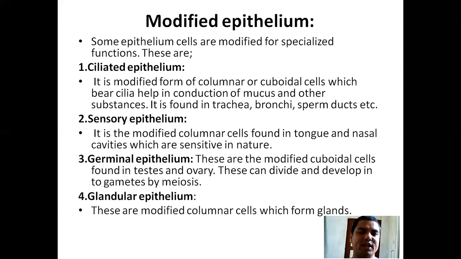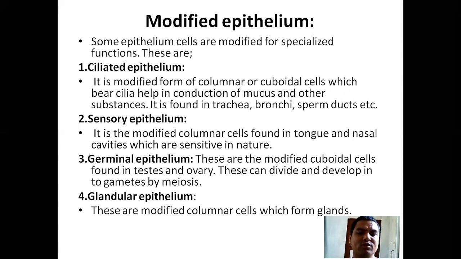Modified epithelium. There are 4 types of modified epithelium: ciliated epithelium, sensory epithelium, germinal epithelium, and glandular epithelium. Ciliated epithelium is tissue which consists of cilia on its free surface. It is found in the trachea, bronchi, and sperm duct.